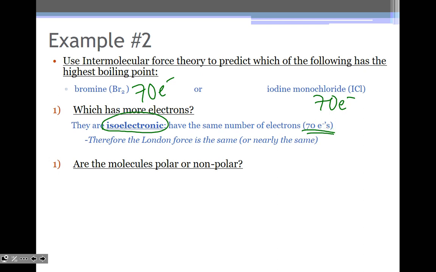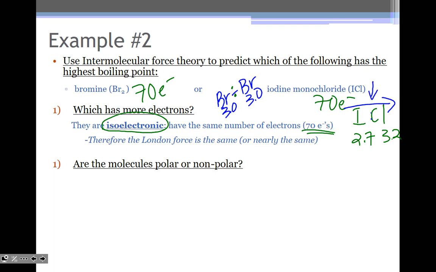So what do we have to do? We have to figure out which is polar, which is nonpolar. Bromine, because it's the same, right? If it's the same, it's going to have the same EN number, 3.0, 3.0. The electrons are going to be shared equally, so it's nonpolar. Okay, let's take a look at iodine monochloride, ICl. Iodine 2.7, chlorine 3.2. There's a difference, so those electrons are going to be shared closer to the chlorine.